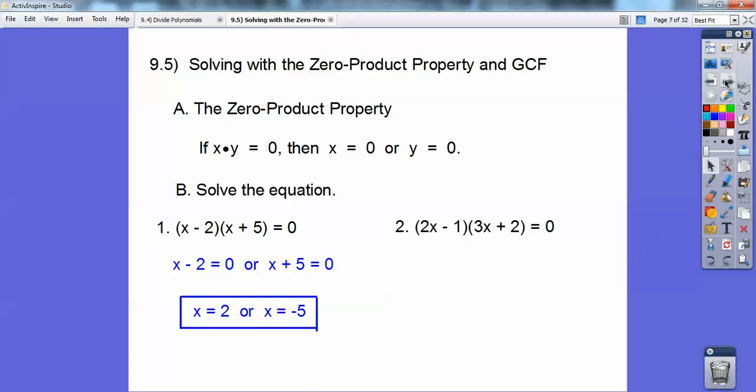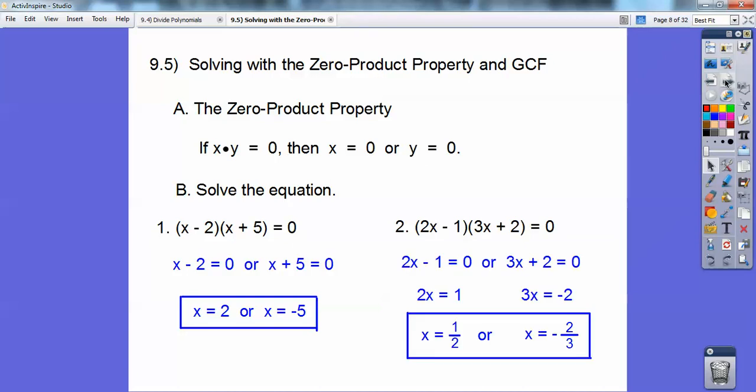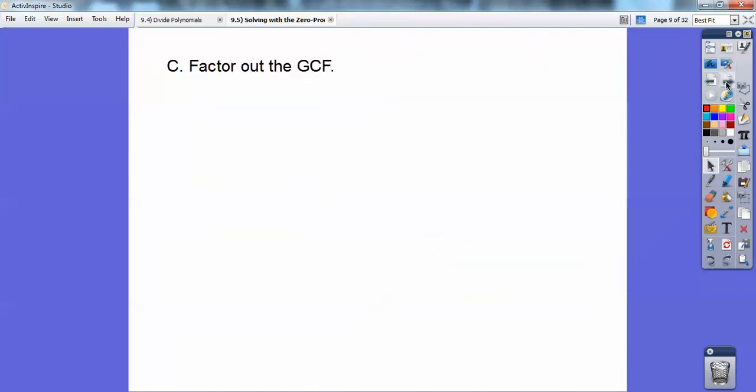How about this one? Set those factors equal to 0. Here I went plus 1, and then divided by 2, I got 1/2. Here I went minus 2, and divided by 3, and I got negative 2/3. That's what's good about the zero product property. Let's change direction just a little bit, and then we'll come back to that.